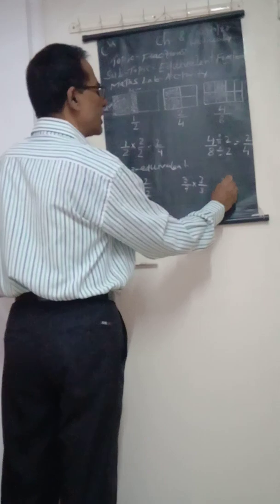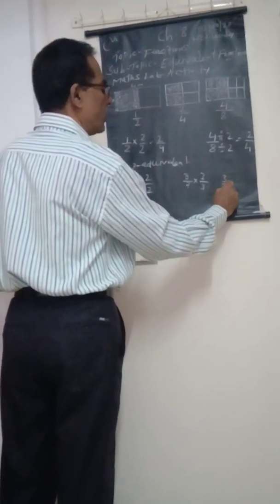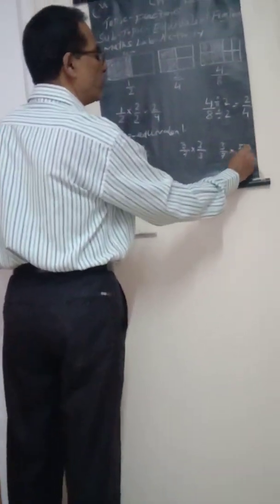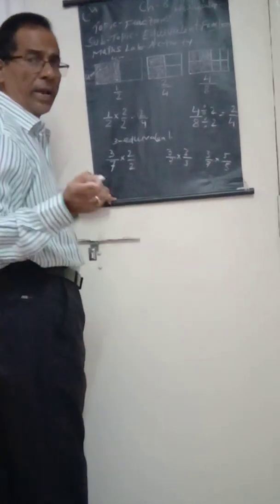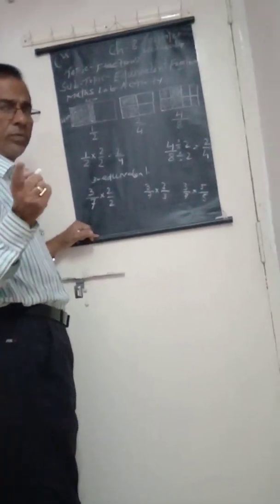Then again, 3 by 7, you can take any number, 3 by 7 into 5 by 5. But it should be the same, multiplying the numerator and denominator with the same number.